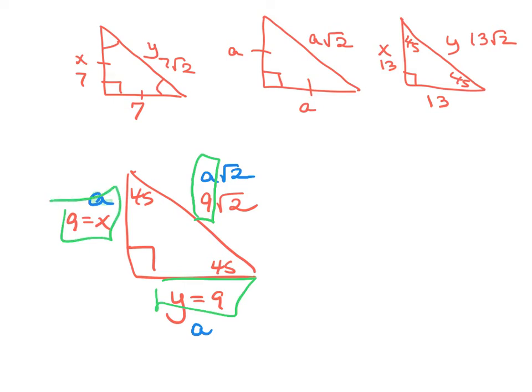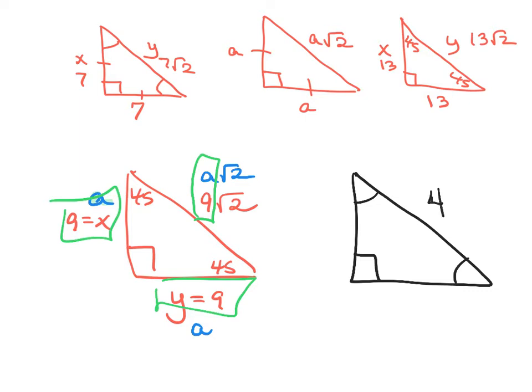Let's try another one. Again, they may label it with 45s. They may show that these two angles are congruent. Either way, this is going to indicate that this is a 45-45. So let's try again like the example I did from the note slide. Let's say that this hypotenuse has a length of 4. How much is x? How much is y?